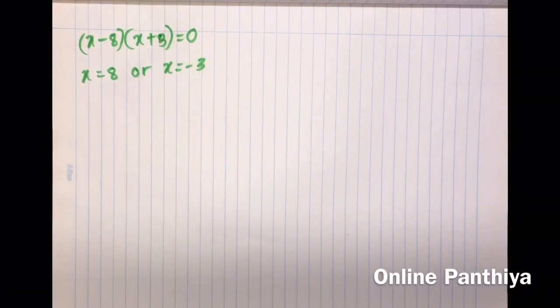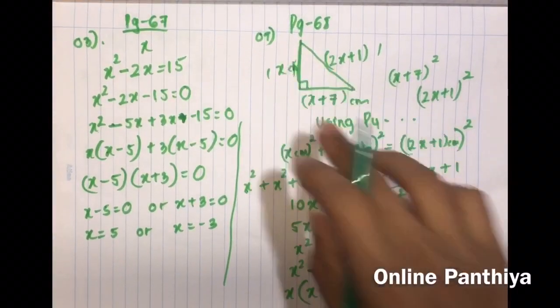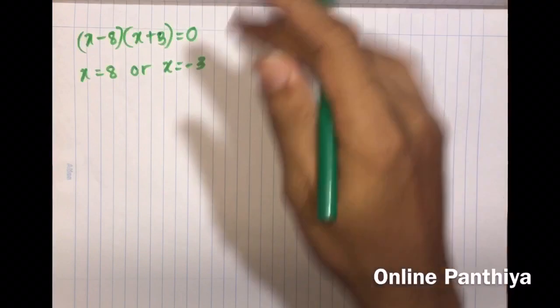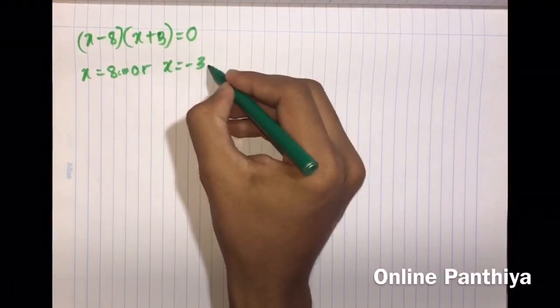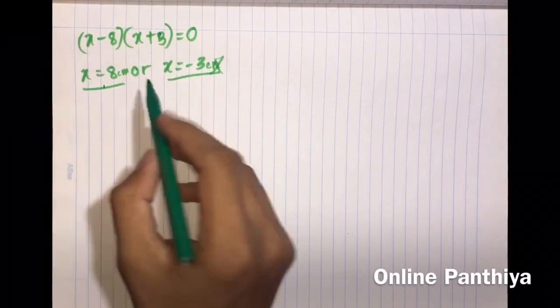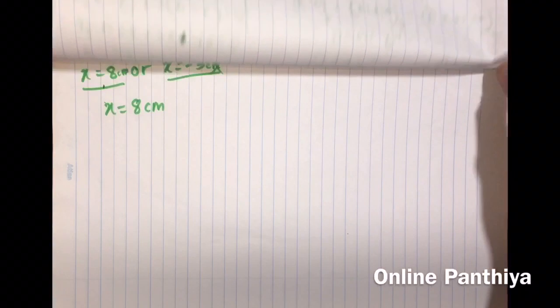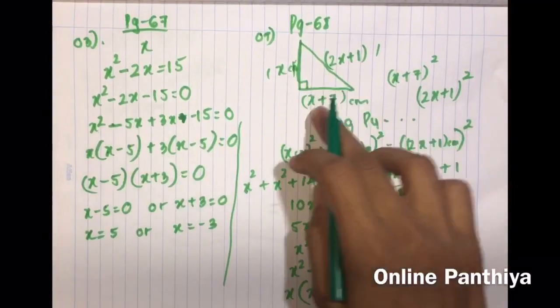Is that clear? But look here, since you know this one side is x, you have two values for x, maybe this or this. Now can you take this value? Can't. Therefore you have to take x is equal to 8 centimeters and then find all the sides. It's easy, right? You just have to multiply.